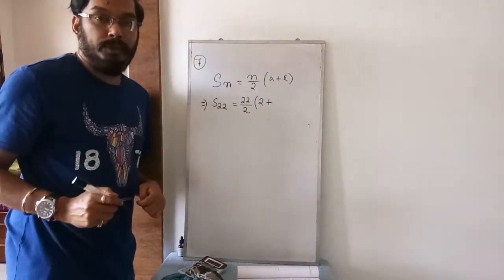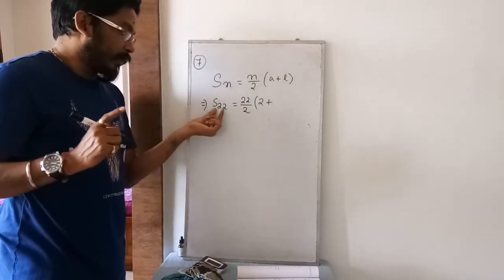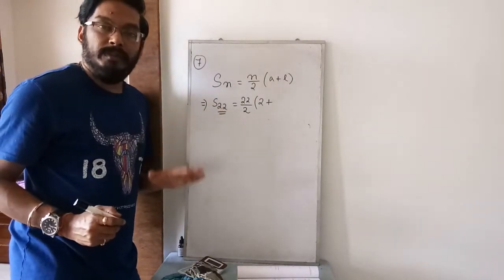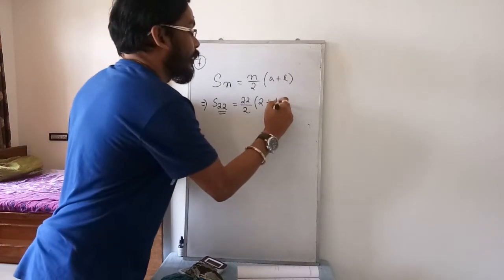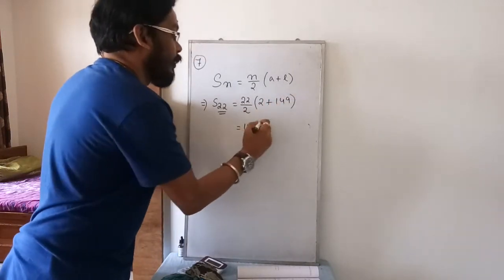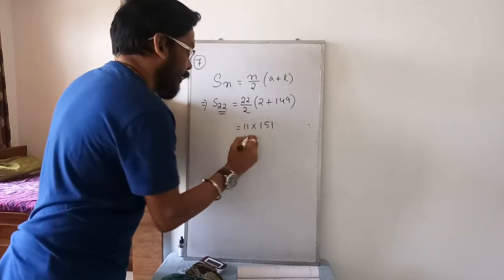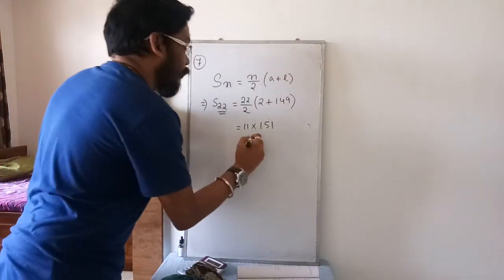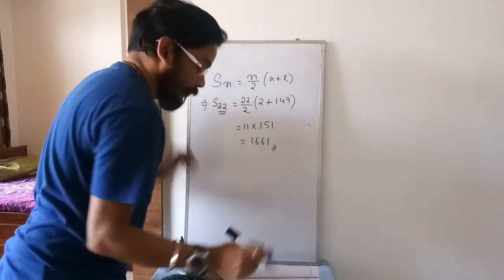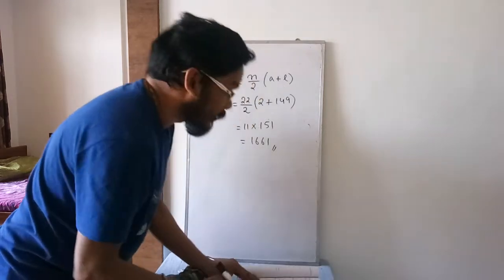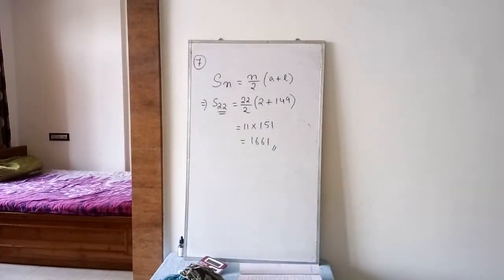So what value will I put for l? L means last term. Here I am finding the sum up to 22 terms, so my 22nd term will be my last term, that is 149. Two plus 149 is 151. Cancelling, 11 into 151, let me multiply it. It is 1661. Hope it is correct. 1661. So take the screenshot. This is how we have found the sum up to 22 terms.